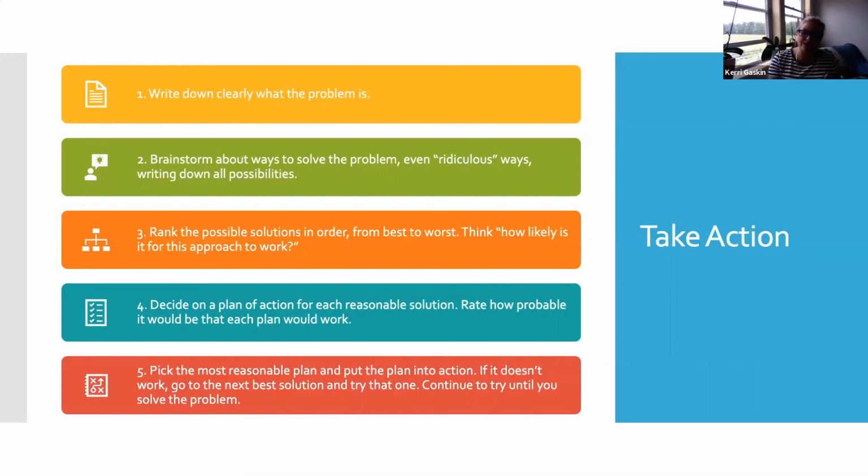Decide on a plan of action for each reasonable solution, and then rate how probable it would be that that would work. After you've done that, pick the most reasonable plan from the ones you've chosen and put it into action. And if it doesn't work, go on to the next best one, and so on. And continue to do this until you have actually solved the problem.